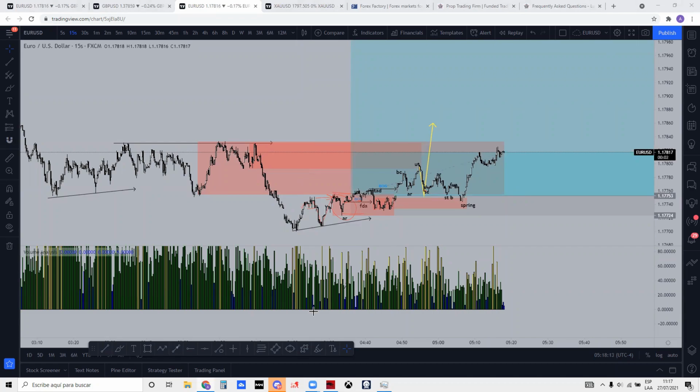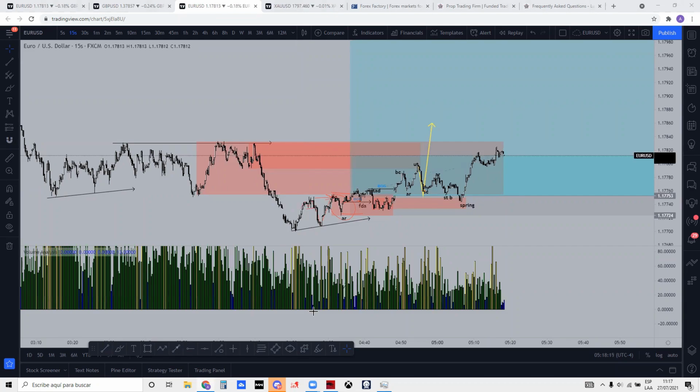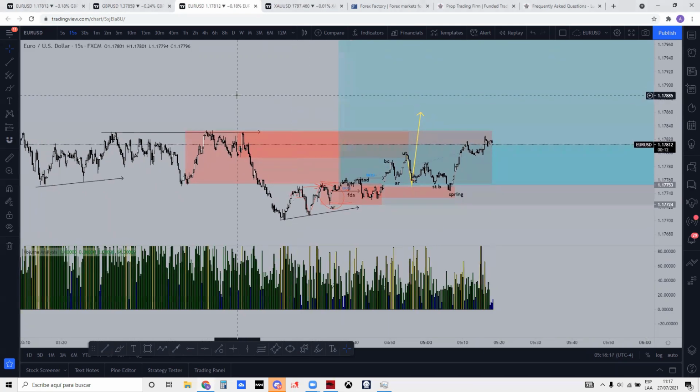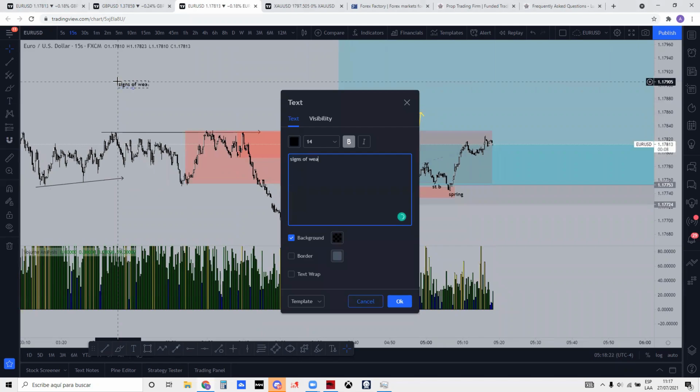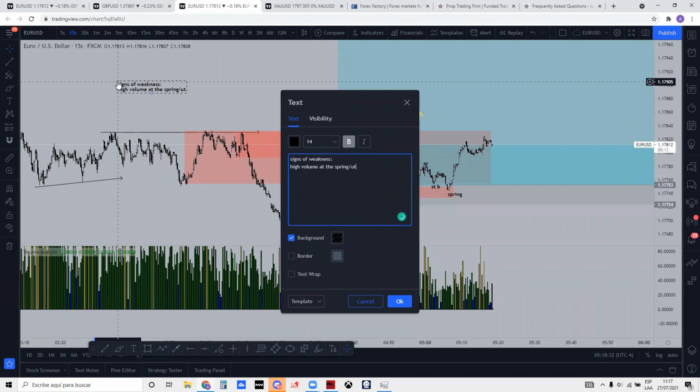Yes. So we are looking for different volume levels on a distribution compared to an accumulation? No, it's the same. These are called signs of weakness. High volume at the spring, UT, only at the peak, not the entire wave.